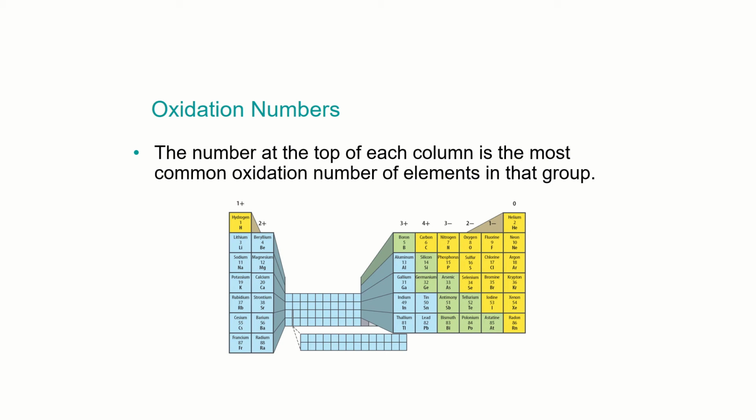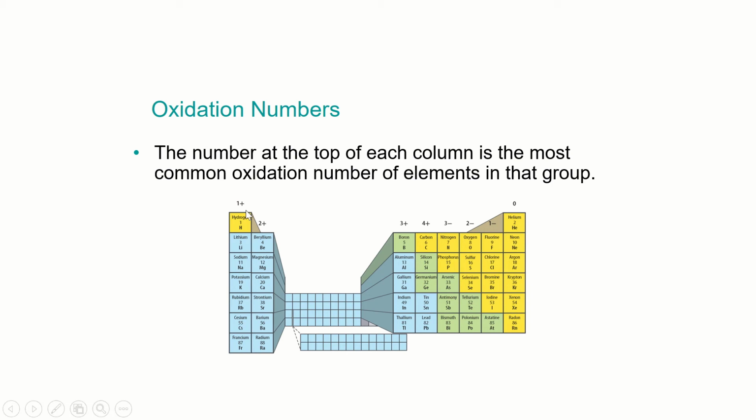Now the same thing for chlorine. Chlorine belongs to group number 17, so it has 7 electrons at the outermost orbit, and it needs 1 electron to become stable, so the oxidation number here is 1 minus. So by memorizing the numbers at the top of the periodic table, you can tell the oxidation number, or the oxidation numbers, of different elements.